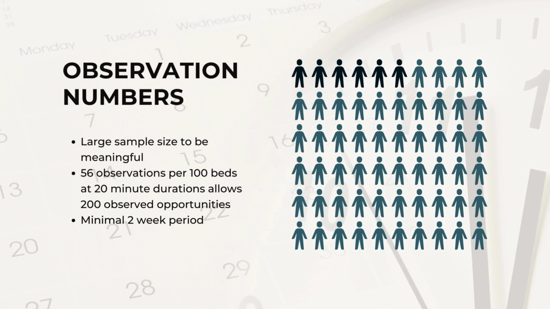For 100 beds, it is estimated that 56 observation sessions of 20 minutes each is needed to collect enough data for reliable compliance rates. This provides for approximately 200 observed opportunities. The time frame for the audit should be no less than a 2-week period in order to capture a large enough number of random observations.